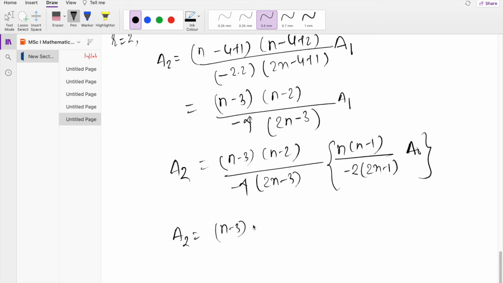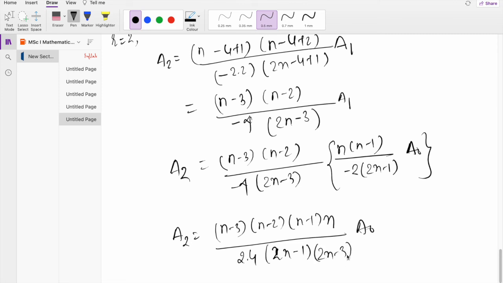(n minus 3)(n minus 2)(n minus 1) into n, upon minus, minus plus 2 multiple 4, (2n minus 1)(2n minus 3), a naught. Alright.